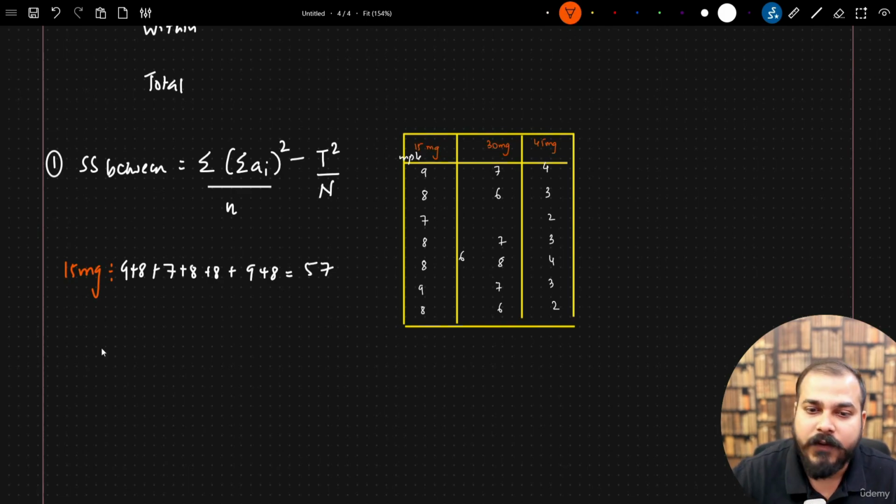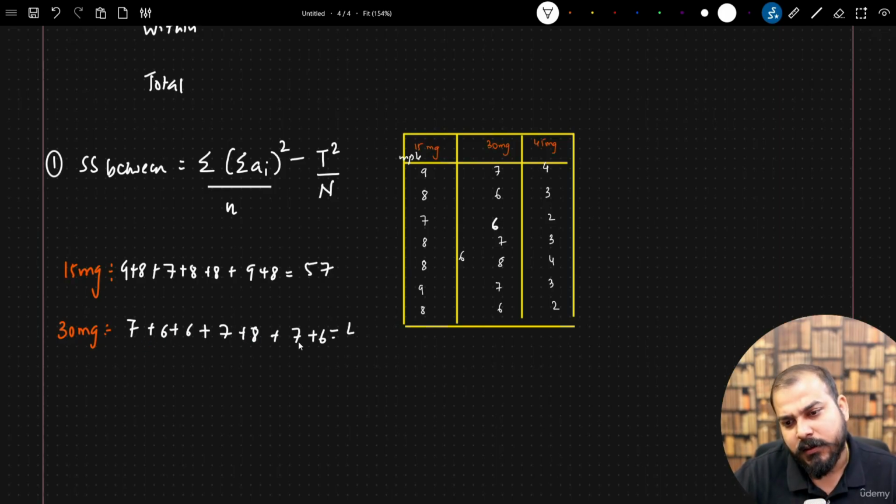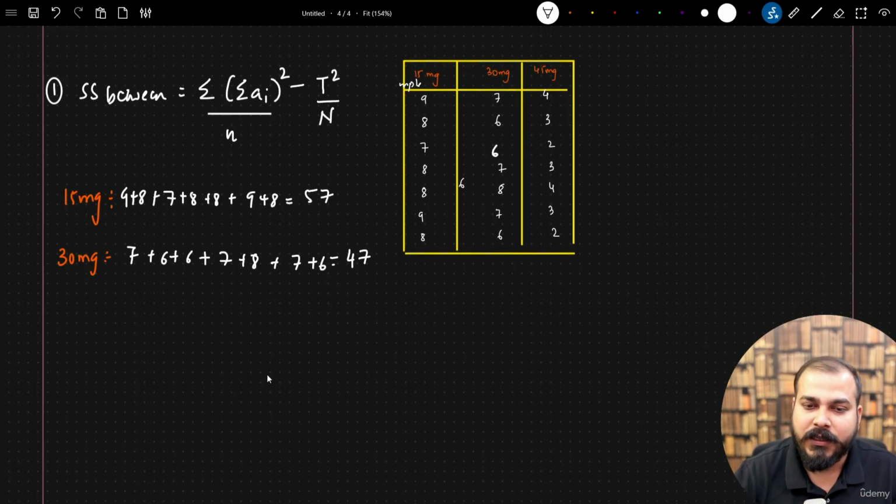And then if I go ahead and take 30 mg and calculate over here, it will be nothing but 7 plus 6 plus 6 plus 7 plus 8. This 6 is over here, I think it got swapped, so this will be 6. Then 7 plus 8 plus 7 plus 6. If I do the summation, it will be nothing but 47. I hope I'm doing the calculation right. Just try it out. But I think I've already done this kind of calculation, so it needs to be right.